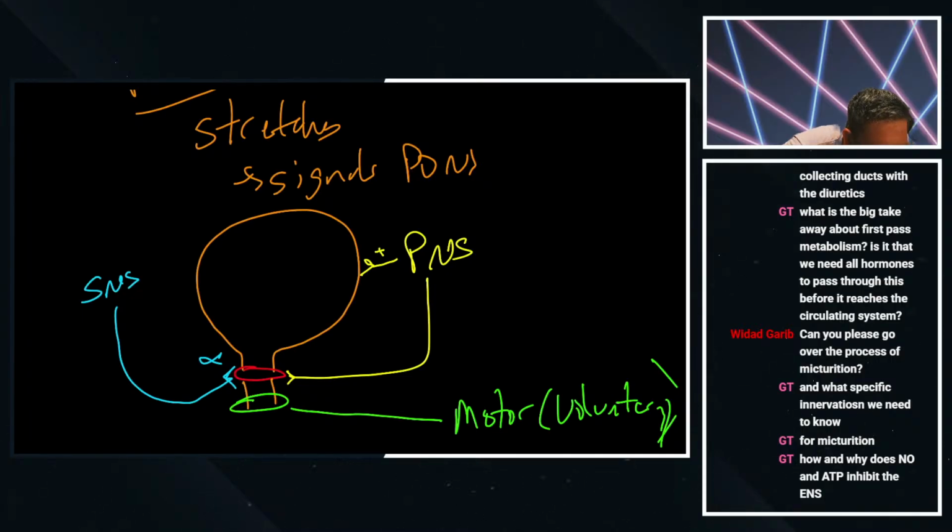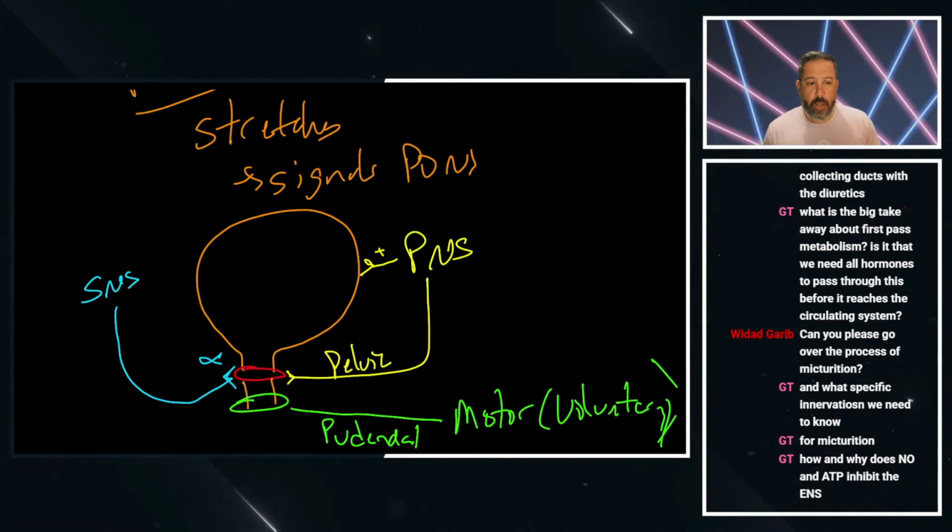Okay, and make sure you know the innervations. Make sure you know that the motor is pudendal, parasympathetic is the pelvic nerve, and the sympathetic innervation is the hypogastric nerve. Okay, and those are the innervations for that.